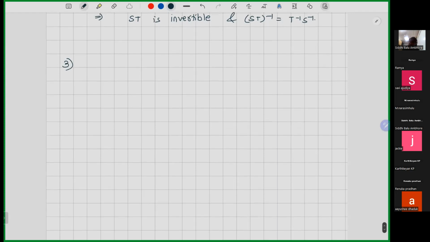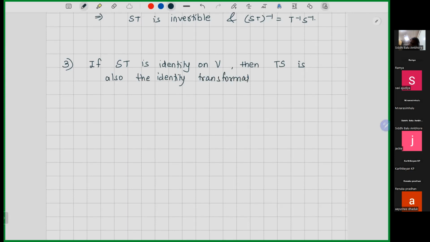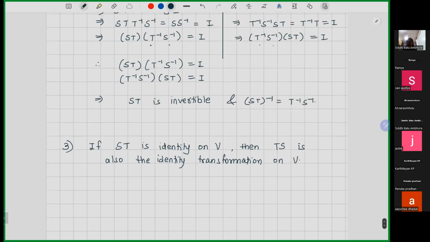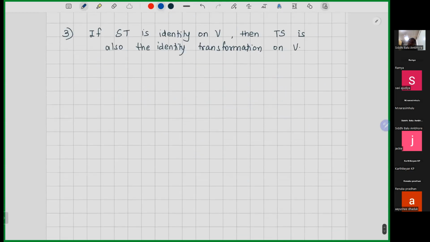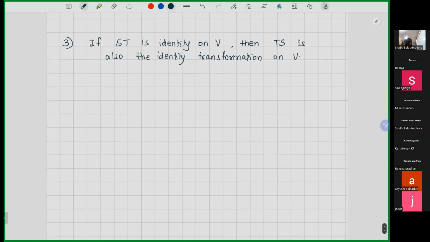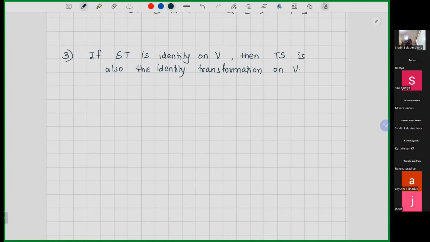And now this is next. Again, we have to check whether it is true or false. If ST is the identity on V, then TS is also the identity transformation on V. The previous statement was true, by the way. And what is your guess on this statement? They have said that ST is the identity transformation on V. Can we say that TS, I mean the left composition and right composition, are both identity or not? What is your guess?